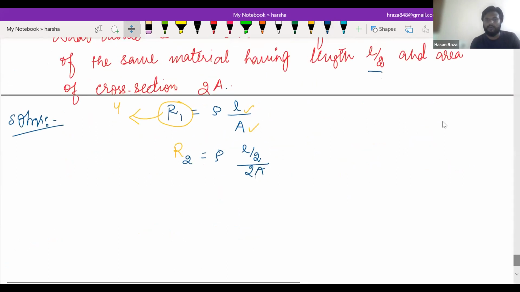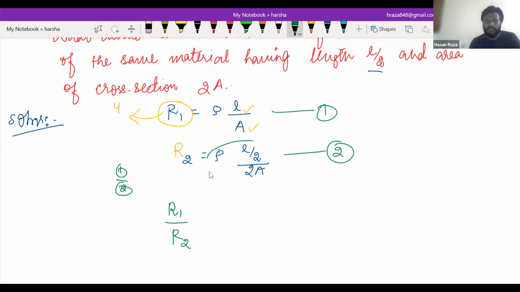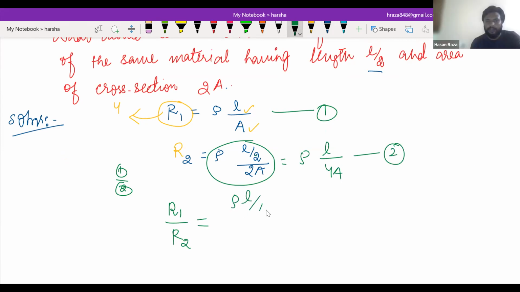There are two equations now. With the help of these equations, I'm going to take the ratio R1 upon R2. Can I write it like this? This will be rho L upon rho L by 4A... R1 by R2 will be equal to rho L by A upon rho L by 4A. Can I write this, Harsha? Yes, sir. Amna? Okay.